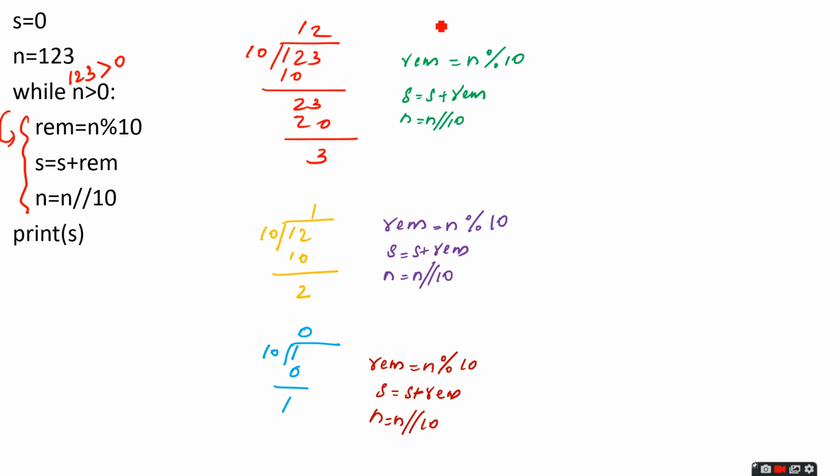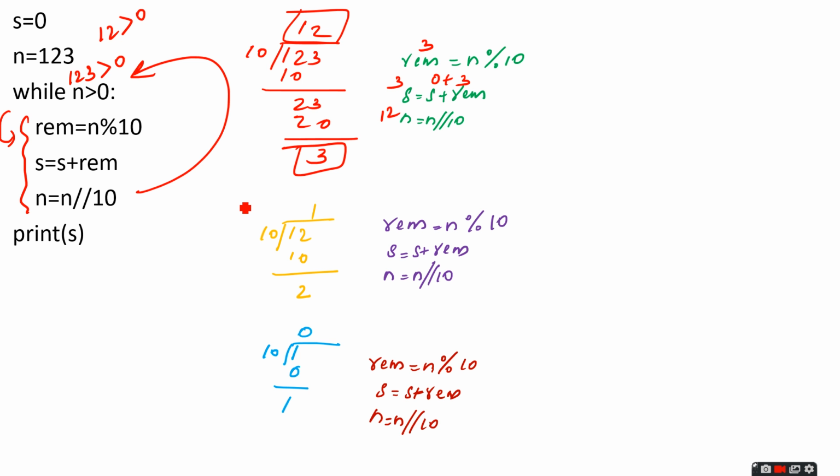First we have to find the remainder, n mod 10. That is, when 123 is divided by 10, the remainder is 3. We have to take that remainder, 3. Now, we are taking a variable s equal to 0, 0 plus remainder 3, that is 3. The value of s is 3 now. Now, n equal to n floor division 10. So, when n is divided by 10, the quotient is 12. So, the value of n is 12. Again, we'll go back to the while loop. 12 is greater than 0, condition true.